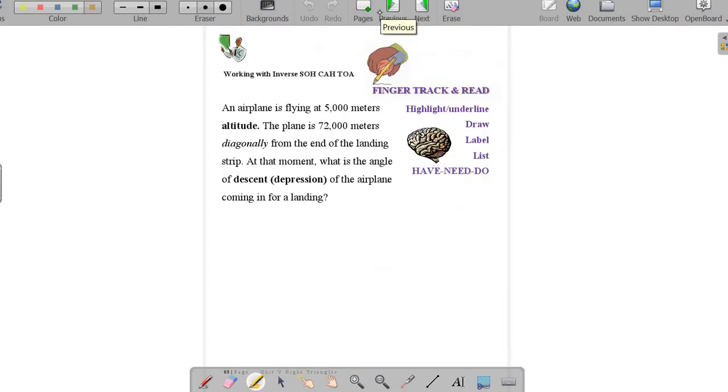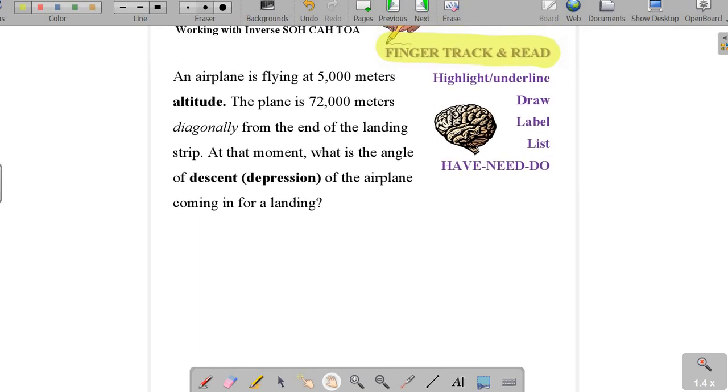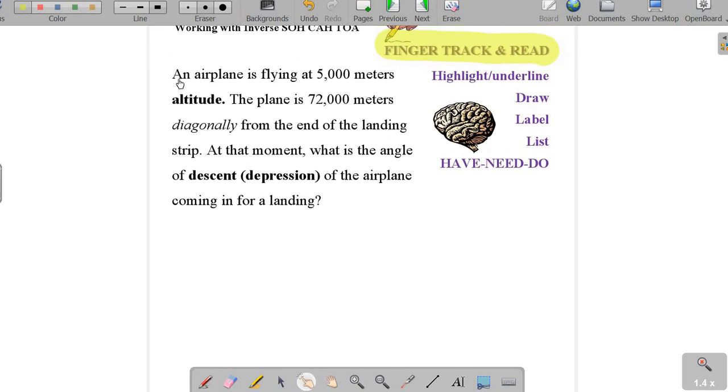Ready? Now, when you're working through more complex word problems, the first thing you want to do is finger track and read. Please follow these steps. So you're going to put your finger right there. See if you can read aloud exactly with me.